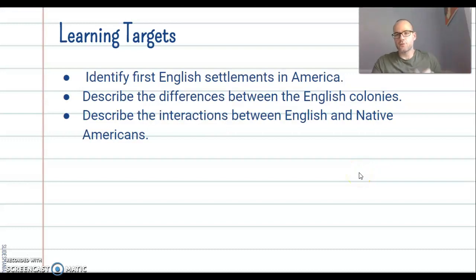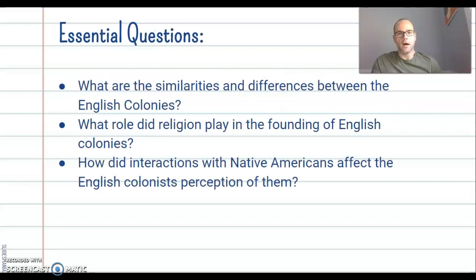Very quickly, you don't have to write these down. These are our learning targets. We're going to identify English settlements, talk about the differences between them, and look at interactions between Native Americans and the English specifically. Our essential questions are: what are the similarities and differences between the colonies? What role does religion play in these colonies being established? And how do those interactions with Native Americans affect the way the English perceive Native Americans?